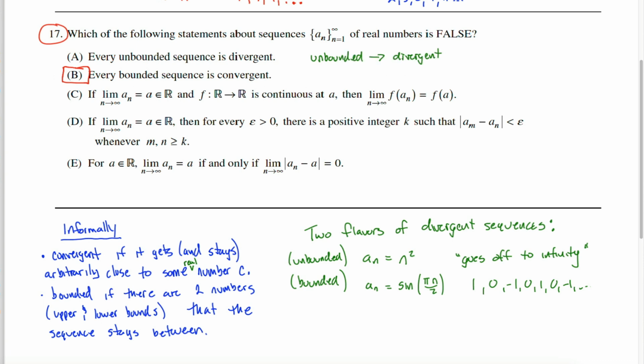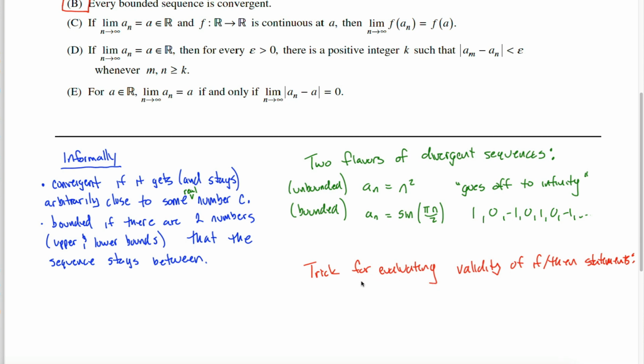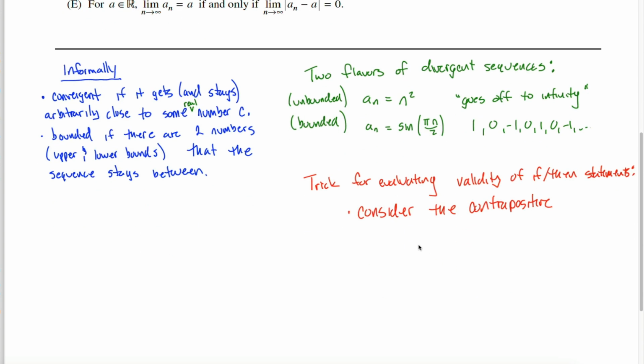But that kind of brings up a larger point. On this test, there'll probably be several of these questions where you're evaluating the validity of a bunch of different statements. And often those statements come in the if-then form. Something that I find really helpful when you're trying to evaluate the validity of if-then statements and you're struggling is to consider the contrapositive. So a quick refresher then, if you have a statement like P implies Q, the contrapositive is not Q implies not P. And these are always equivalent.